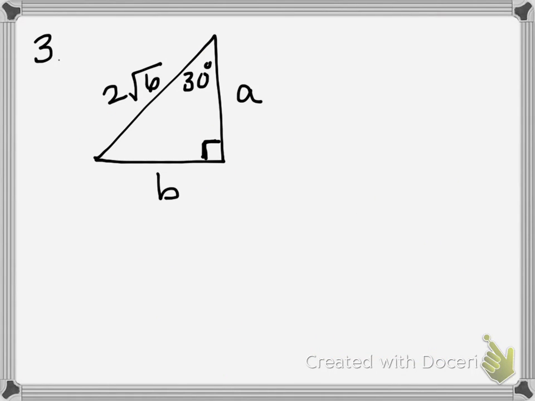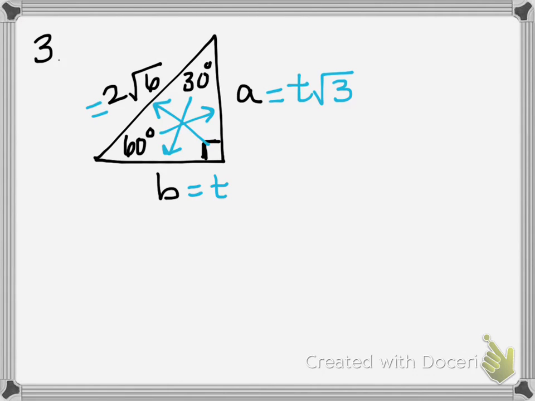Okay, here's number 3 from your homework. I'm going to start by putting in this missing angle, which is 60 degrees, and then I'm going to label each side. So opposite of 30 is T, opposite of 60 is T square root of 3, and opposite of my 90-degree angle is 2T. And again, we're going to start with the side that's going to help me solve for T. The only one I have information on is this one over here. So that's what I'm going to use to solve for T.